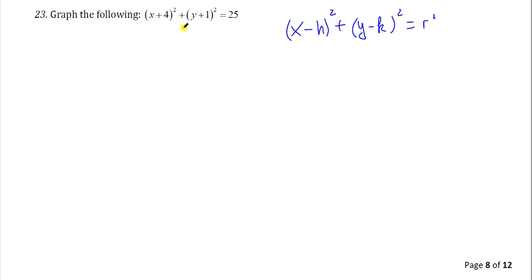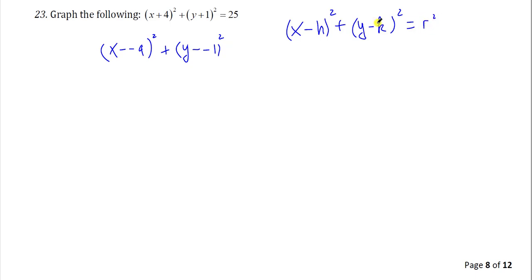Now let's rewrite this to match the form that we are given right here. For x plus 4, you want a minus sign, so you need to have minus minus 4, because minus minus gives you plus 4. Same thing here, you want to have the minus to be in the form of the circle. Therefore I need another minus 1, because minus minus gives me plus 1.